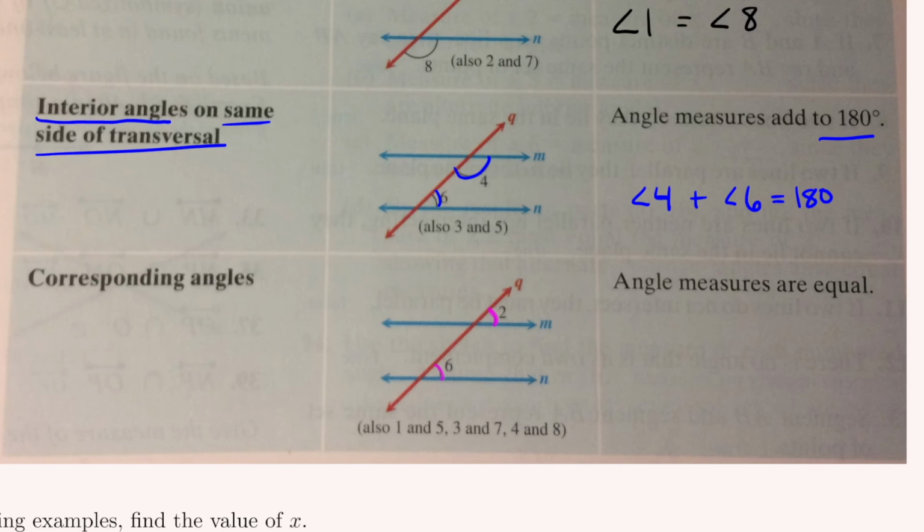So whenever you have the angle in the same location just on a different parallel line, those are corresponding angles and they are known to be equal. So angle 2 equals angle 6. So if we remember these four rules, the idea of complementary and supplementary angles and opposite angles, we will be able to find the missing angle measurements given just a little bit of information.